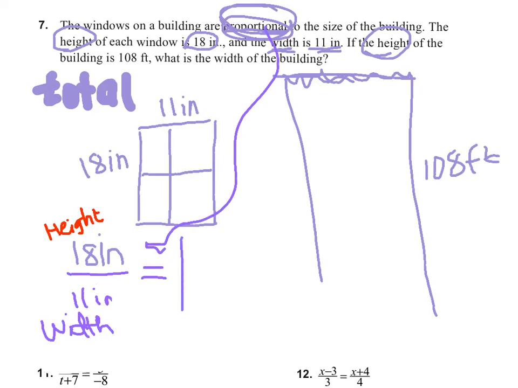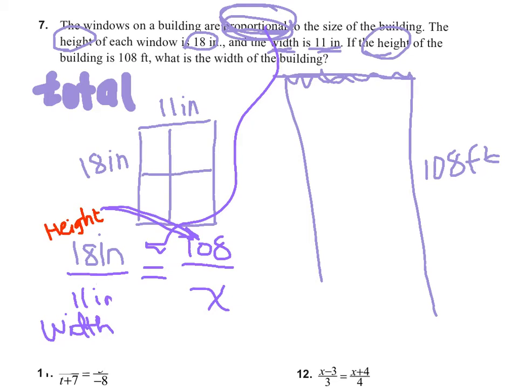So since I have the height of the window on the top, I need to have the height of the building on the top. So I'm going to go ahead and draw my fraction bar, I'm put 108 on the top. Notice that is also a height. And the width is what I don't know, so I'm going to put an X in there. Now, if you mix up some of these numbers, like if you decided to put the widths on top, you'd still get the right answer. So there is a lot of flexibility in proportions.